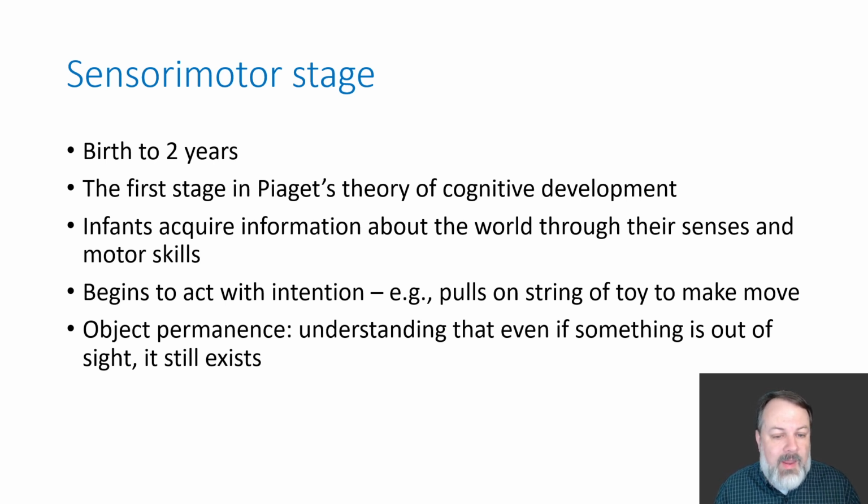So his first stage of the theory of cognitive development is that infants acquire information about the world through their senses and their motor skills, and they can learn to act with intention. So you think of many young baby toys that they can pull a string and the toy will move or it'll make a noise or something, or they can press a button. They start learning that if I do something, then something will happen.